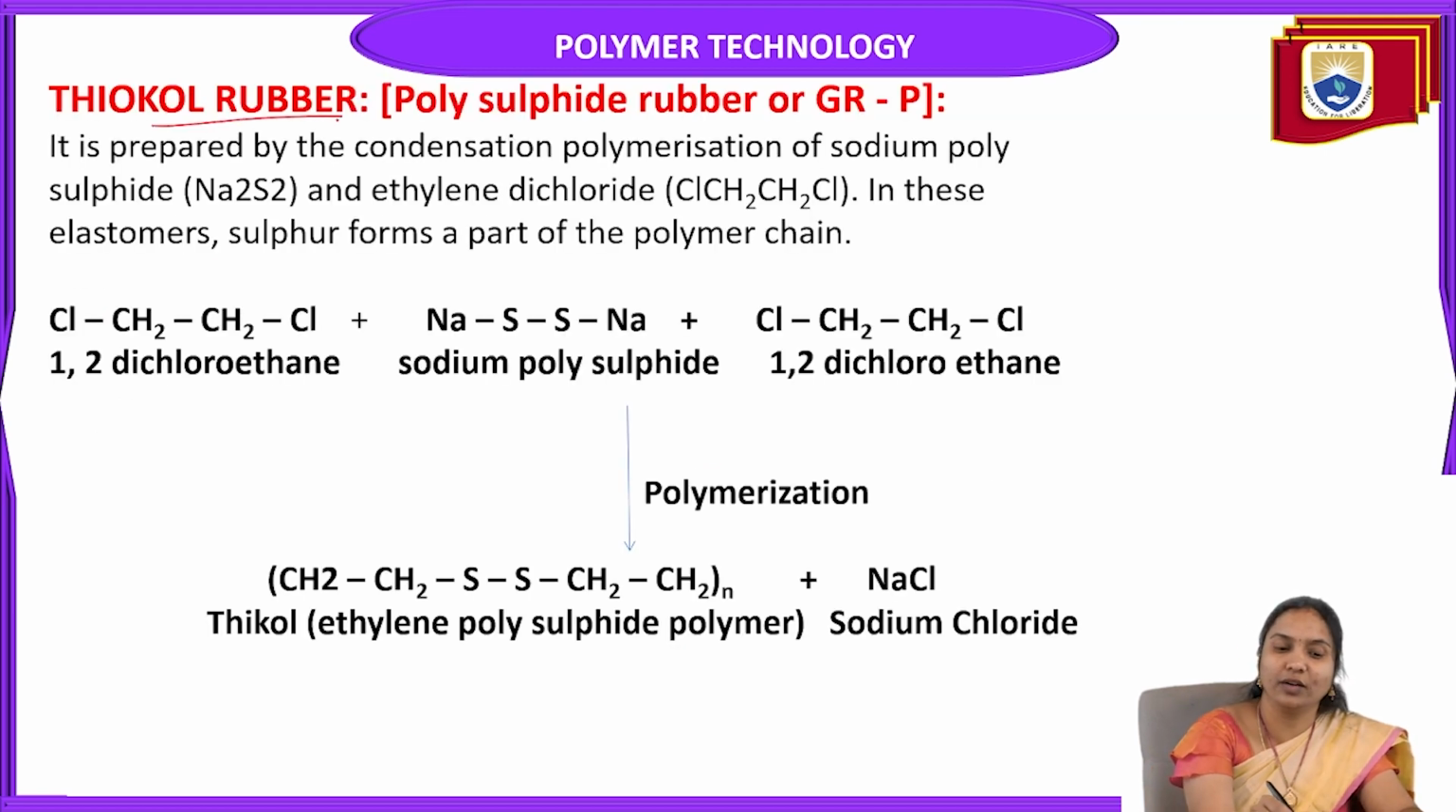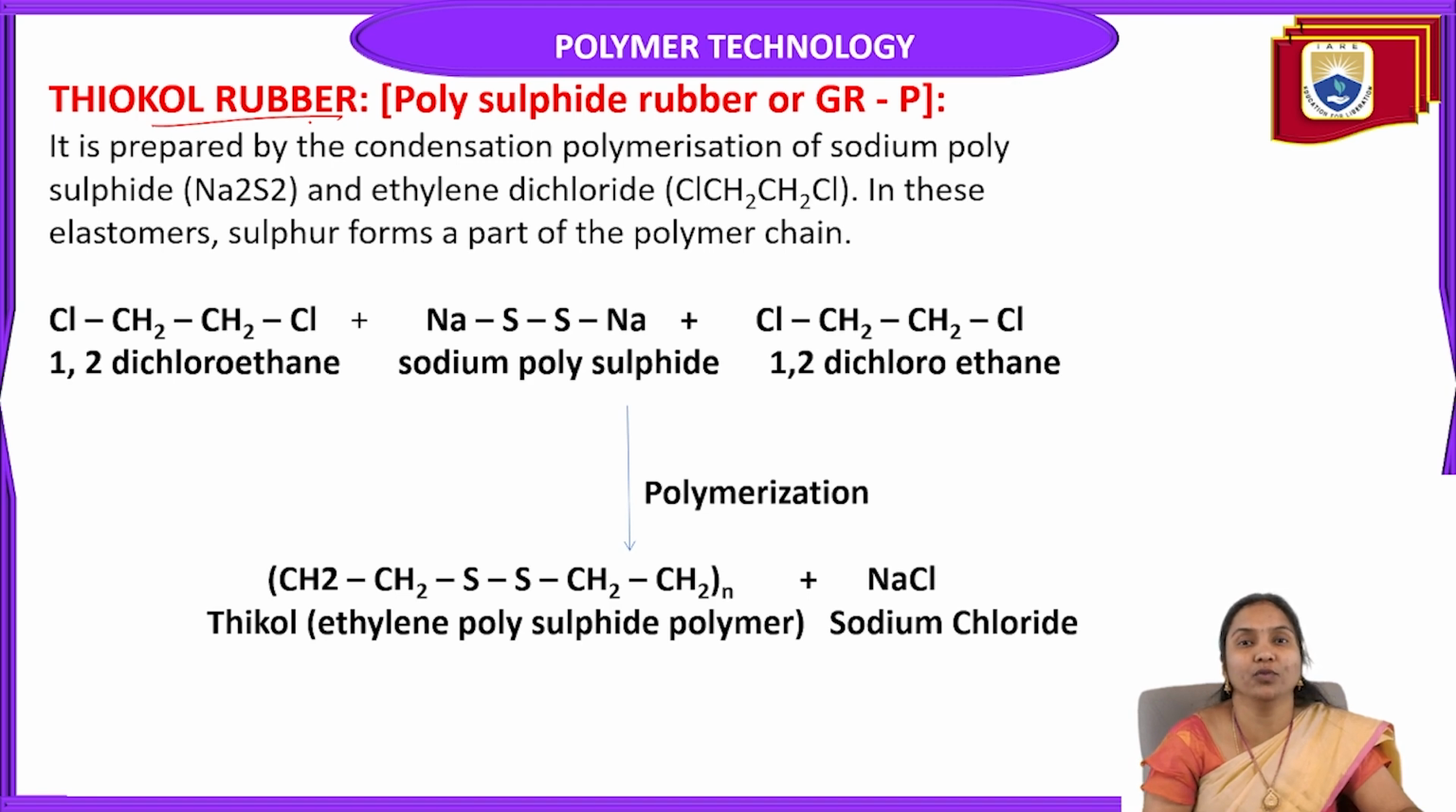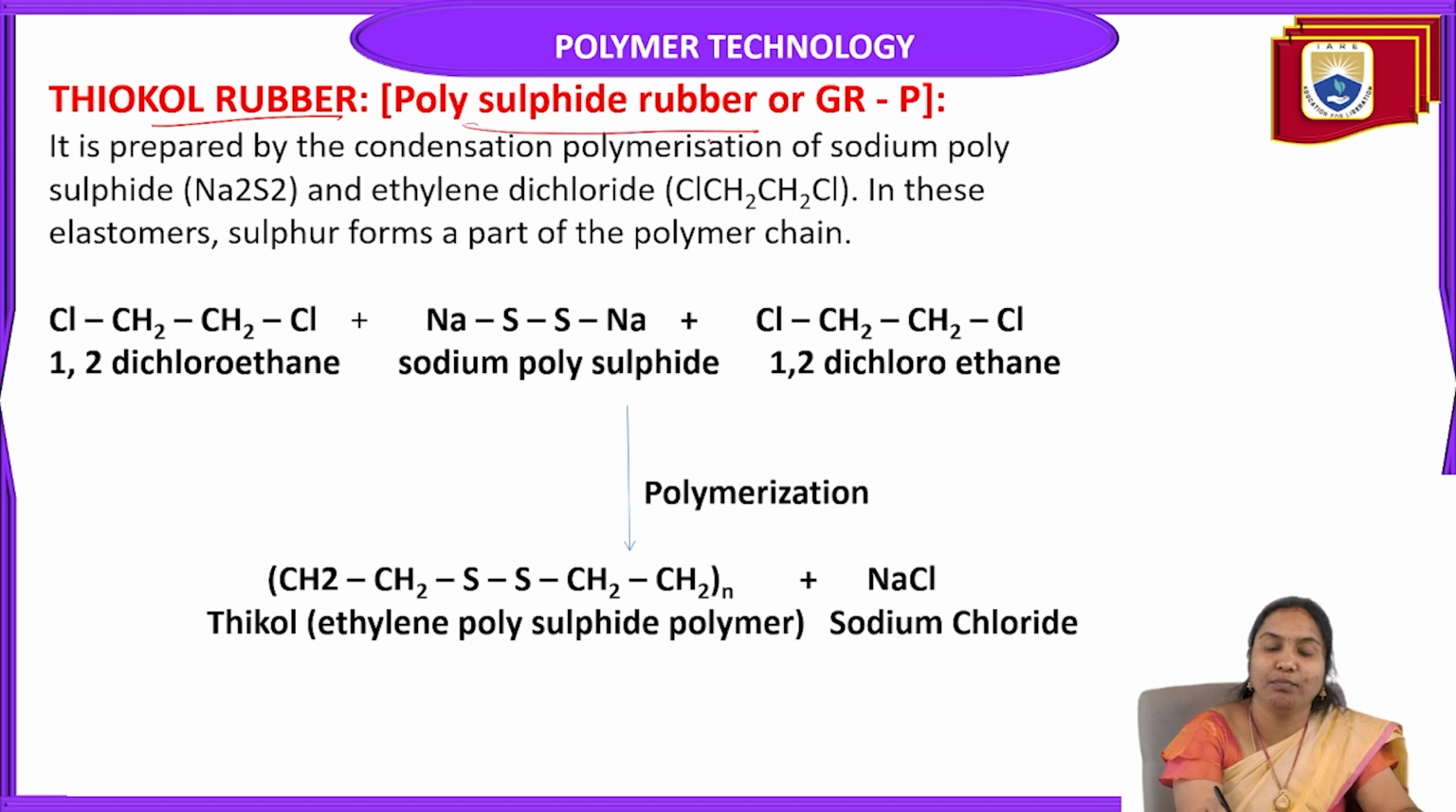Next, we'll discuss Thiokol rubber. It is also an important synthetic rubber, a man-made rubber, and it is an unvulcanized rubber. It is also called polysulfide rubber and also GRP rubber.